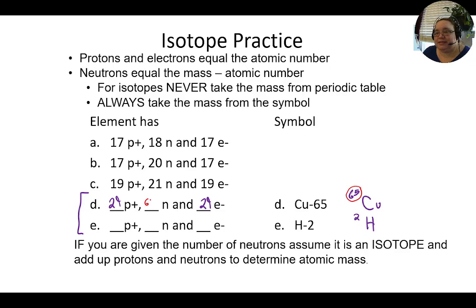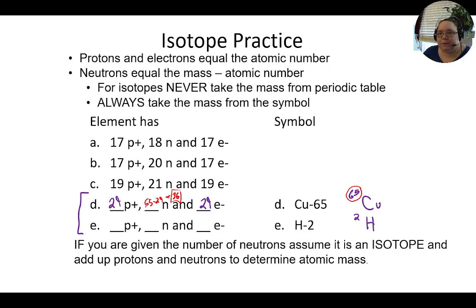So I'm going to take my 65 minus my 29, and I am going to get, 65 minus 29 gives me 36. See, I should have went with my first instinct. So it has 36 neutrons. We look at the periodic table. Normal atomic copper has an average mass of 64. So this one has 1 extra neutron.